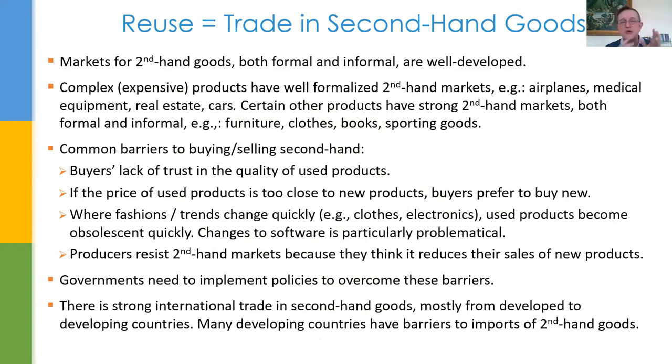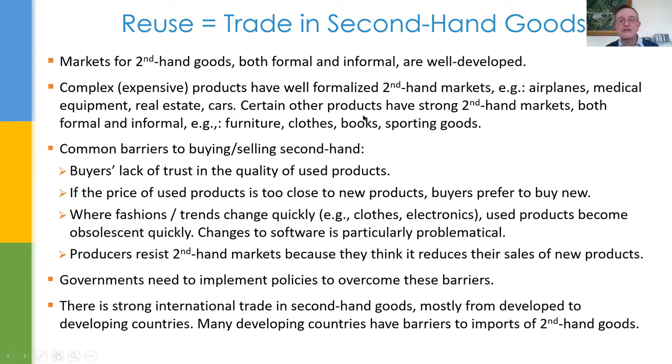Complex and therefore expensive products tend to have well-formalized second-hand markets. For instance, airplanes, you don't buy airplanes in a flea market. Medical equipment, real estate, of course. Real estate goes through many uses, each piece of real estate. Cars, the market in used cars is much bigger than a market in new cars.